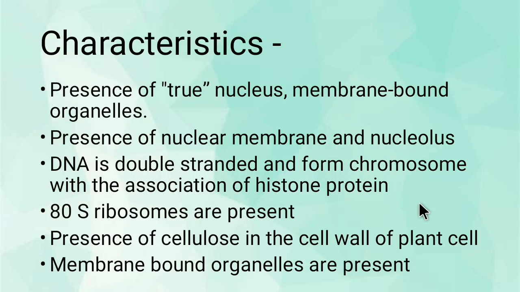We can characterize a eukaryotic cell by the presence of a true nucleus, membrane-bound organelles, a nuclear membrane and a nucleolus. DNA is double-stranded and forms chromosomes in association with histone protein. 80S ribosomes are present, which have two subunits: one is 60S and the other is 40S. Cellulose is present in the cell wall of plants, and membrane-bound organelles are present.